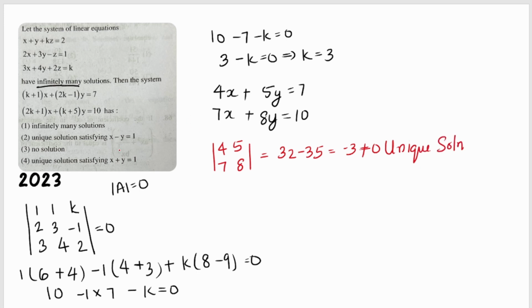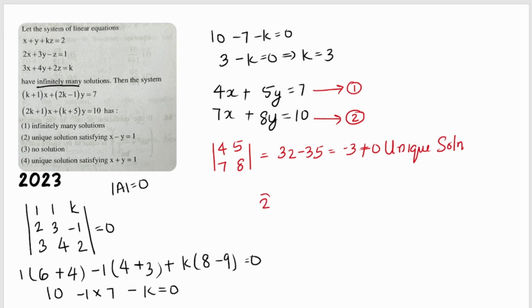Okay, that means unique solution, but in the options when you check, there is a unique solution satisfying x minus y equal to 1, a unique solution satisfying x plus y equal to 1. So you need to find out which equation it is satisfying. For that, we'll consider this as equation number 1 and this as equation number 2.